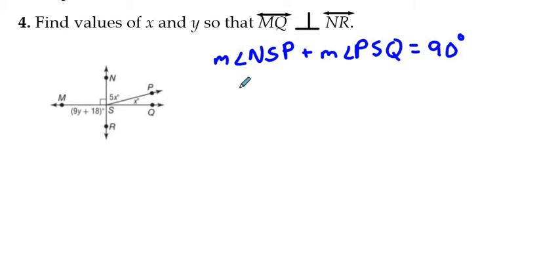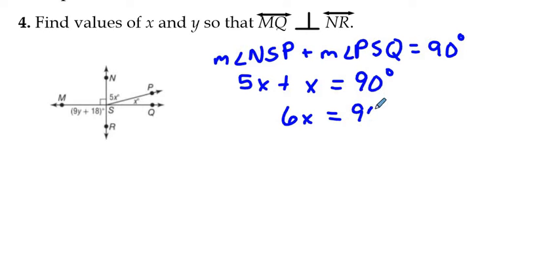So in order for that to happen, these two angles have to have a sum of 90 degrees. So the measure of angle NSP is not 6x. I'm getting a little bit ahead of myself here. Alright, let's get the eraser real quick. The measure of angle NSP is 5x. The measure of angle PSQ is x. And together their sum is 90 degrees. 5x plus x is 6x. That's where I was getting the 6x from earlier. Equals 90 degrees. Divide both sides by 6 and you get x to be 15.